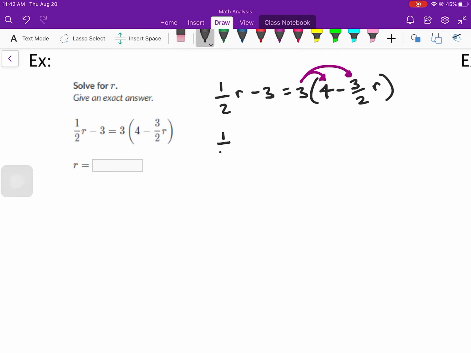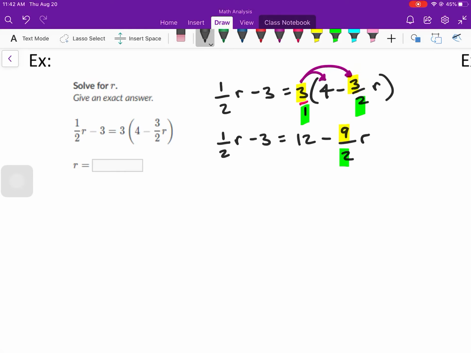That'll work every time. So that's 1/2 r minus 3 equals 12 minus, now think of this as 3 over 1. So with fractions, we multiply the numerators. 3 times 3 is 9 over 1 times 2 is 2. Just in case you're wondering where those came from, that's where they came from, just multiplying across there. And I don't need to forget the r.